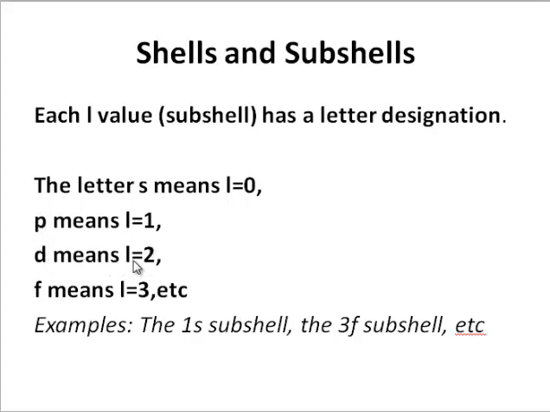d means l equals 2, so if l equals 2, we're talking about d type orbitals. And there are 5 orbitals in a d subshell, corresponding to m sub l values -2, -1, 0, 1, 2. f means l equals 3, so we could talk about f-type orbitals. So, for example, we could talk about the 1s subshell, where n equals 1 and l equals 0. l equals 0 means it's an s-type subshell.